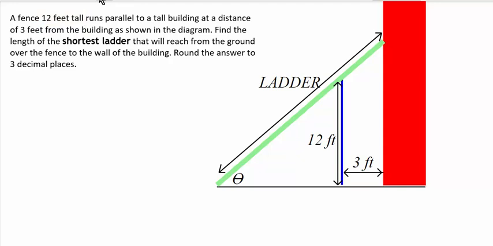The problem we're trying to solve is to find the length of the shortest ladder that would reach from the ground right here over the fence, which is this blue vertical line, and actually reach the wall of the building.